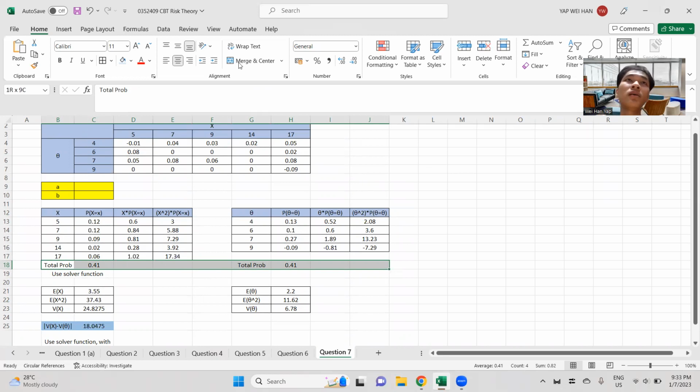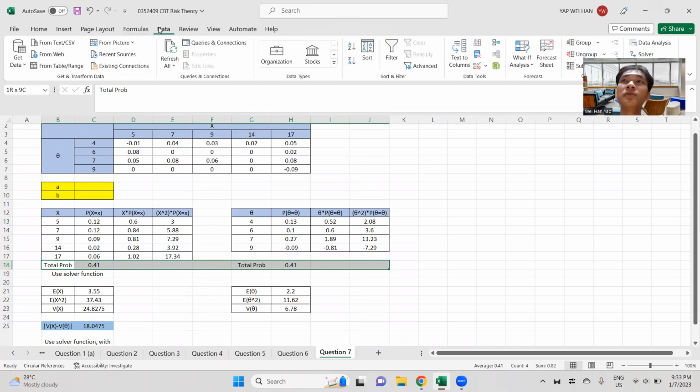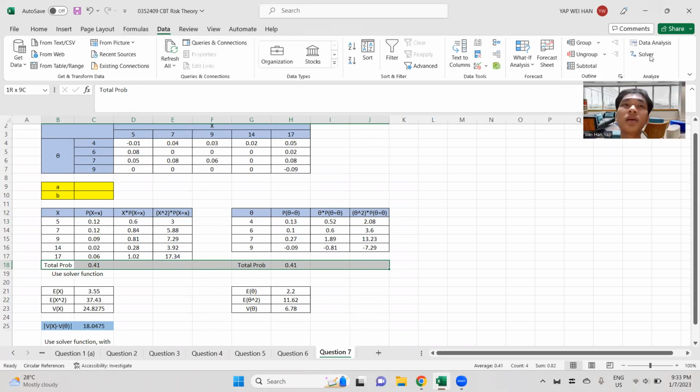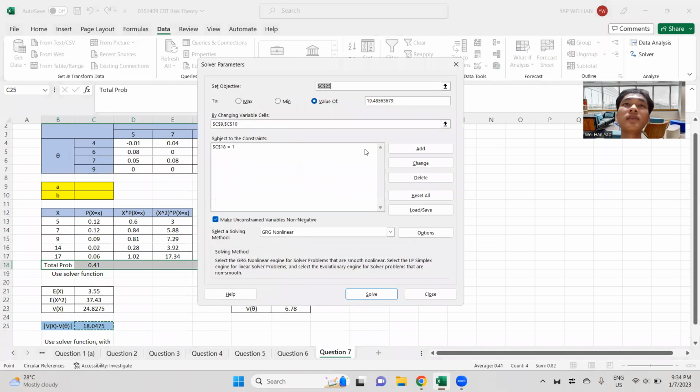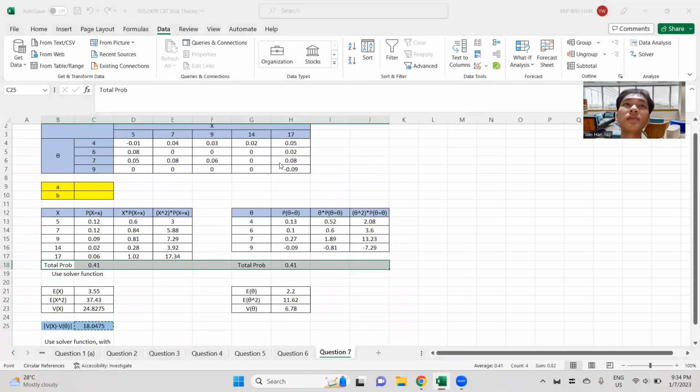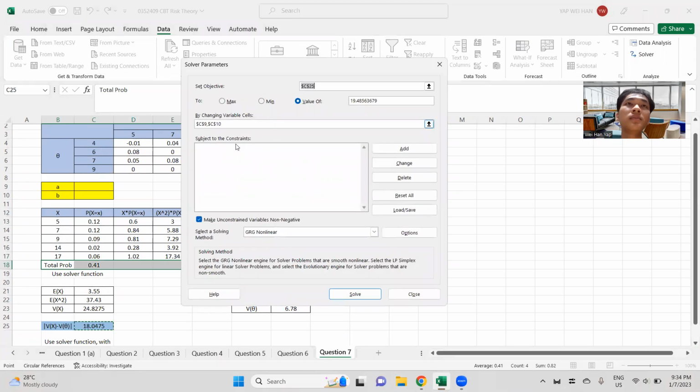When we want to work backwards, we have to use this solver function. If we are using this solver function, let's say I delete all the other functions first. We have to set our objective first. I set my C18 cell as my objective, which is my total probability. The value should be 1, not 0.41.